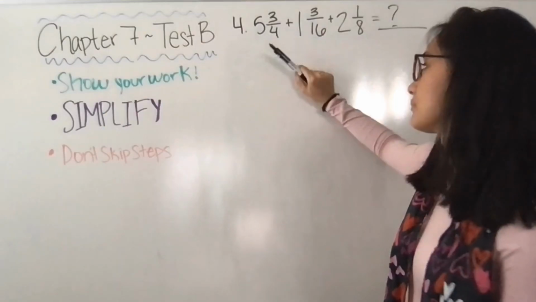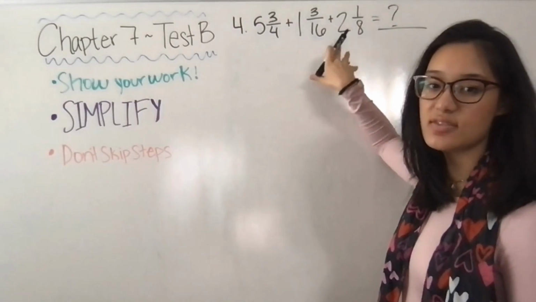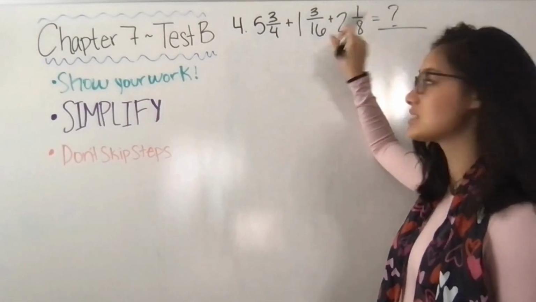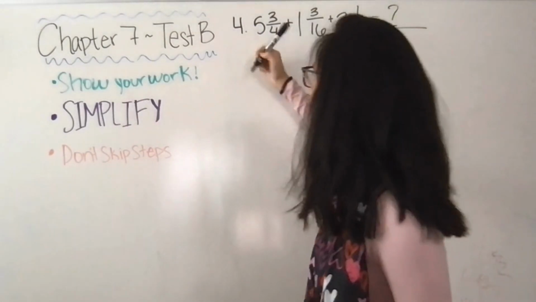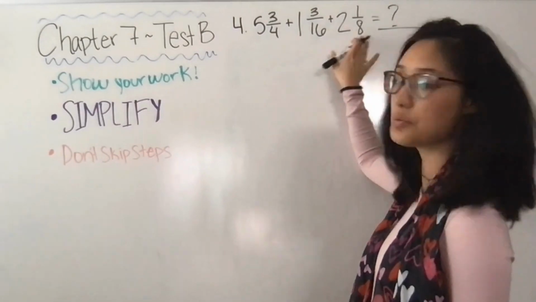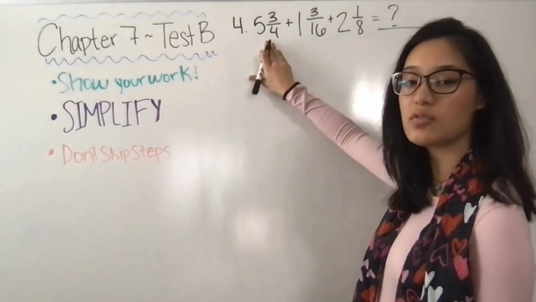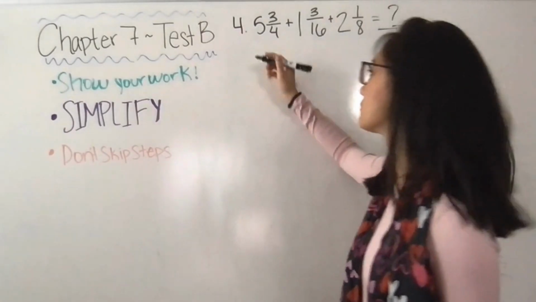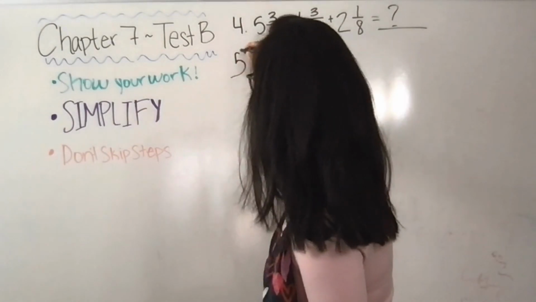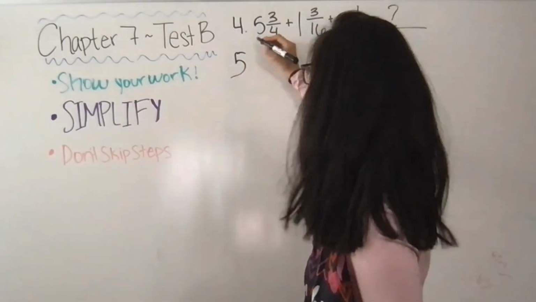Problem number 4. 5 3/4 plus 1 3/16 plus 2 1/8 equals what? You know you need a common denominator. You know that denominator isn't 4, and you know it isn't 8. But you know it's 16 because 8 and 4 both go into 16. So rewrite your problem, show your work, don't skip any steps.